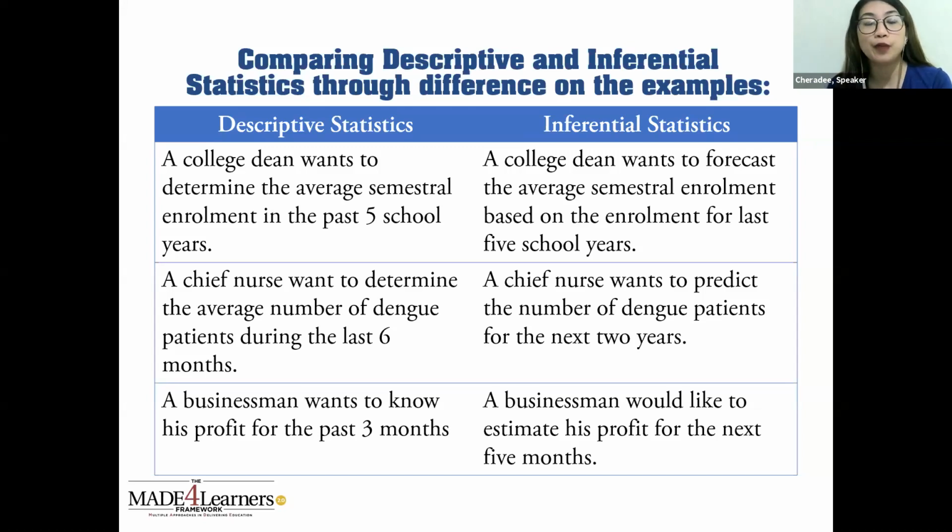Although both are very important, because if you don't know how to do descriptive stat, eventually you will not be able to do well on inferential. So both are very important.